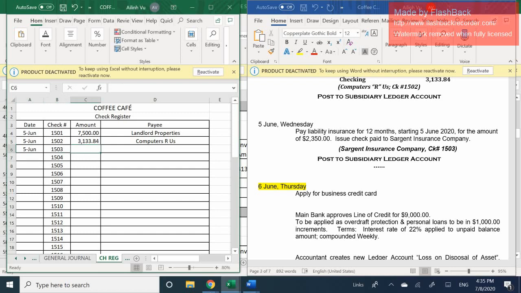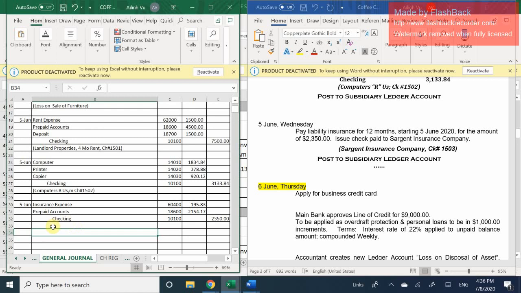For June 5th, and I'm writing it for a total amount of 2350. Who is my vendor? Vendor is Sargent Insurance Company. Sargent Insurance Company is who I'm writing that check to. Okay. Now that we wrote the check out, we can indicate for sure 1503 is the check number that we wrote to this person. Check number 1503.